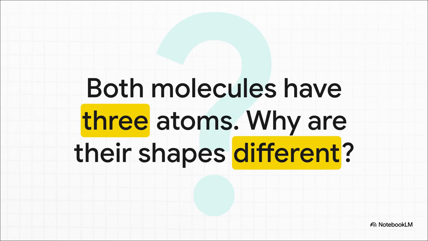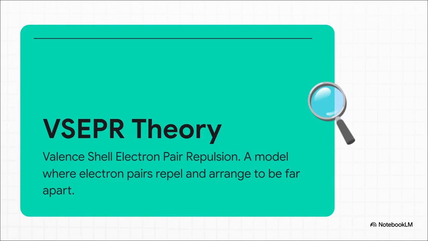Why? They both have 3 atoms, but their shapes are totally different. What's the hidden rule here that forces one to be straight and the other one to bend? Let's figure it out. The secret is a really powerful idea in chemistry called VSEPR theory. Now, the full name is a mouthful, valence shell electron pair repulsion, but the idea itself is super simple.